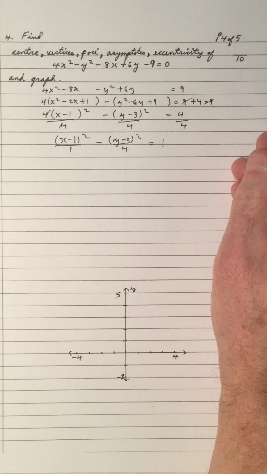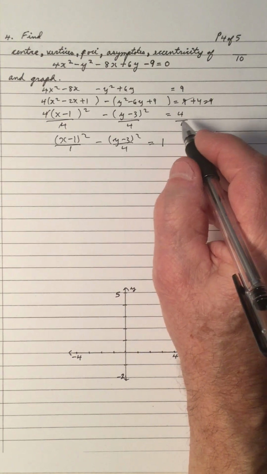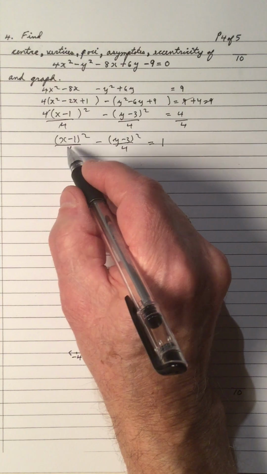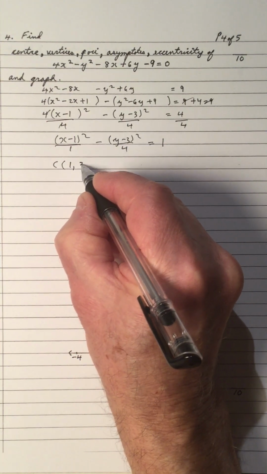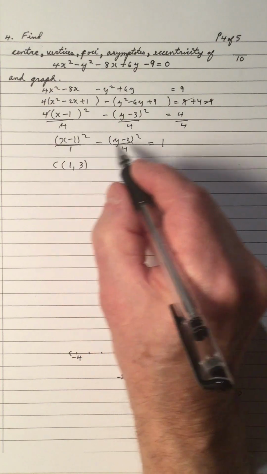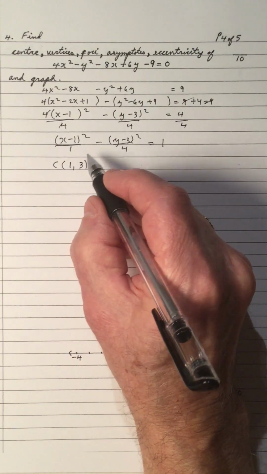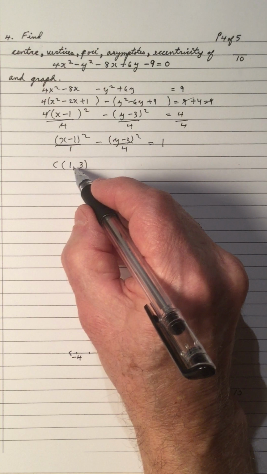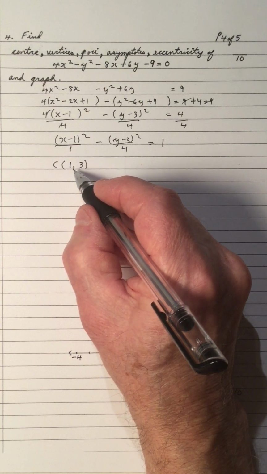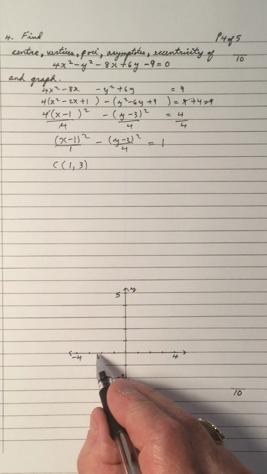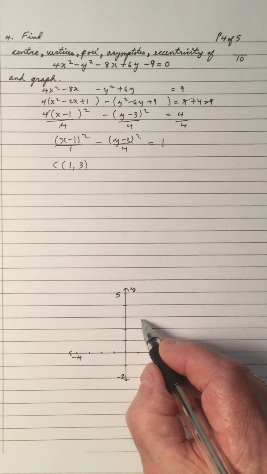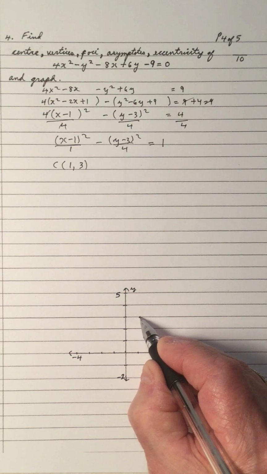So I have the equation in standard form, and we have the center is 1, 3. Opposite of negative 1 is 1. Opposite of negative 3 is 3. And that's the center. And now we need the vertices. So let's plot the center. So we have the center is 1, 3. The center is right here.